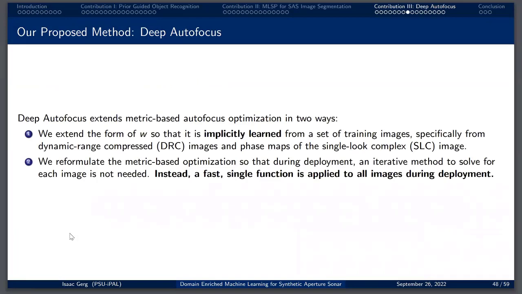Putting this all together for our proposed method, which we call deep autofocus: instead of handcrafting what the metrics and features are, which is all wrapped up in that W function, we're going to implicitly learn that from a set of training data. That involves both the dynamic range compressed image, and we're also going to look at the phase map for the single look complex image. The second thing we're going to do is reformulate this problem from an iterative problem into one that we can solve in a single fast forward pass through the network. That gets rid of the computational burden.